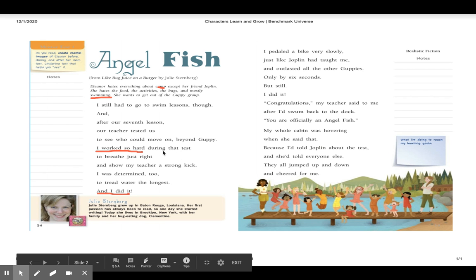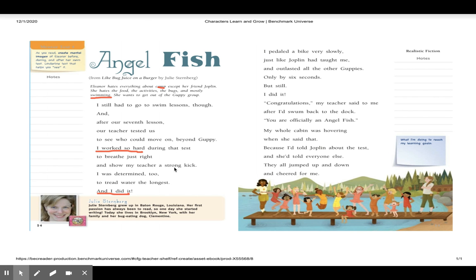I worked so hard during that test to breathe just right and show my teacher a strong kick. I was determined to tread water the longest, and I did it. I pedaled a bike very slowly, just like Joplin had taught me, and outlasted all the other guppies, only by 6 seconds, but still, I did it. "Congratulations," my teacher said to me after I'd swum back to the dock. "You are officially an angelfish." My whole cabin had been hovering when she said that because I'd told Joplin about the test, and she told everyone else. They all jumped up and down and cheered for me.